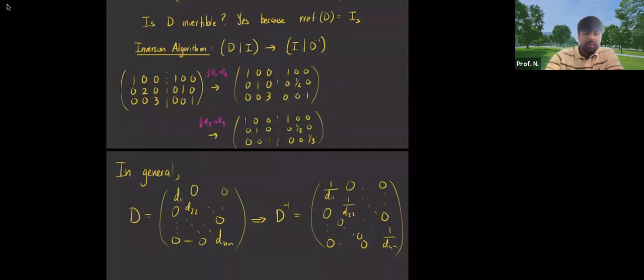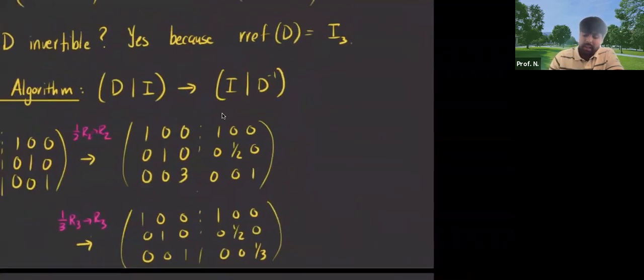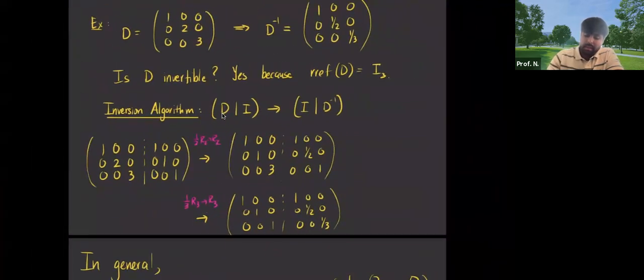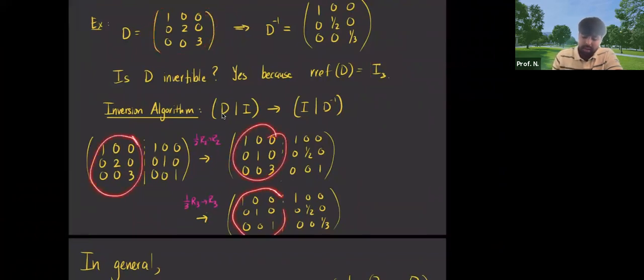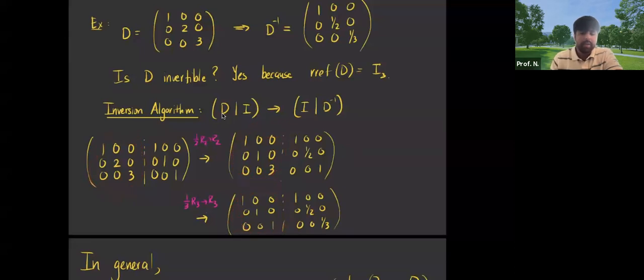I is just the reduced row echelon form of D. Right. So this is invertible because the reduced row echelon form of this matrix is the identity. And I showed you. I went from here to here to here. And this is the reduced row echelon form of D, which happens to be the identity.